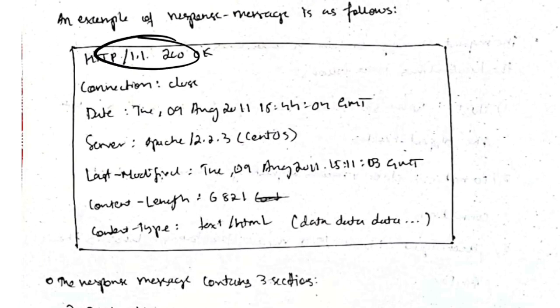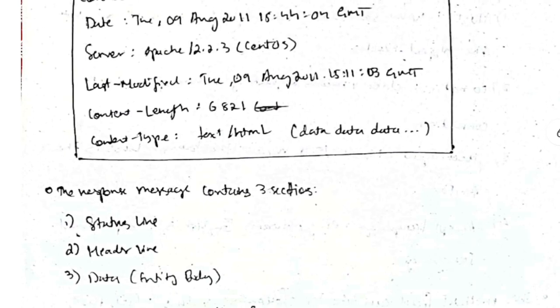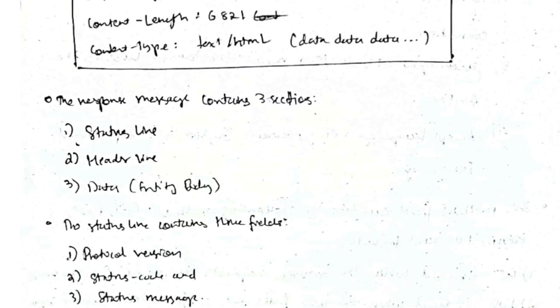Here we'll have the status line. 200 OK means what you are requesting to fetch, you got that. Okay, that means 200 OK. And here you have other information like date, server, last modified, content type, and content length. So the response message also is divided into three sections: status line, header line, and data.